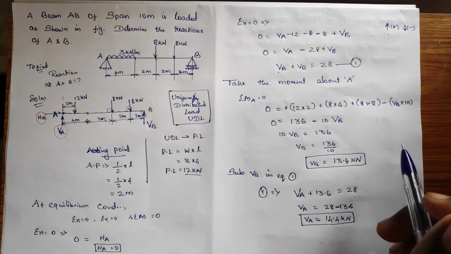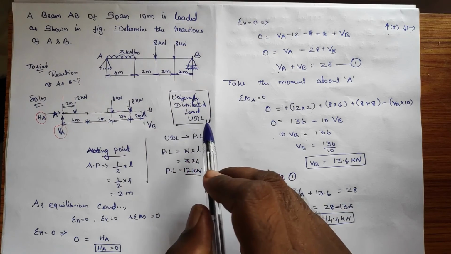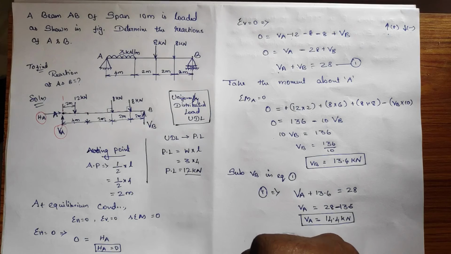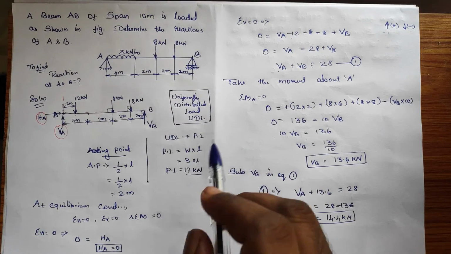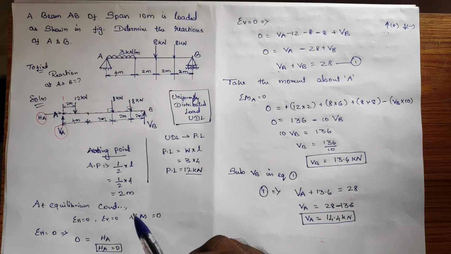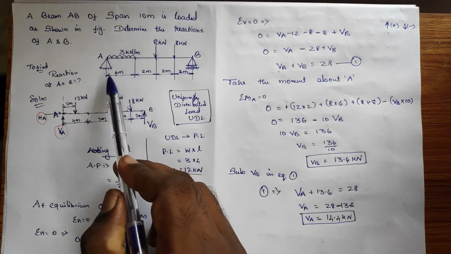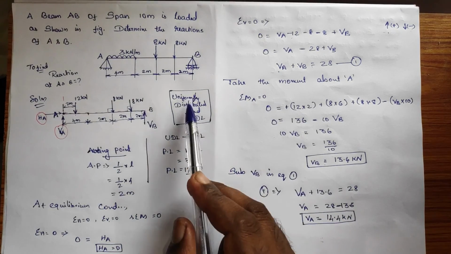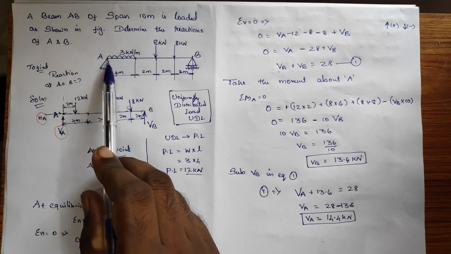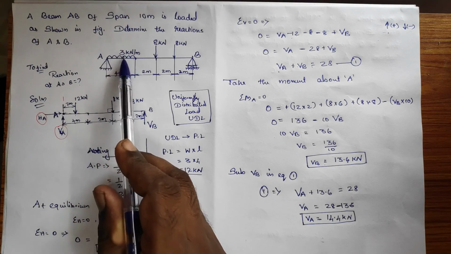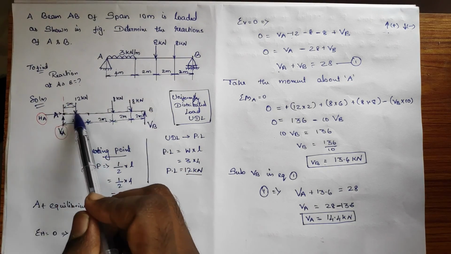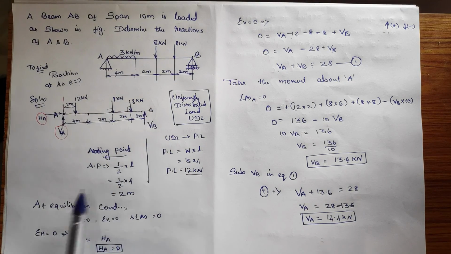Just keep it in your mind that when you come across a UDL or UVL load, what we have to do is convert it into a point load. If it is UDL, we must take the point load as W into L, the intensity of load into its length. And this uniformly distributed load is located at the mid of its span. It is spread over the 4 meters, right? Mid of this span, it will be located. That we have done by 1/2 into length.